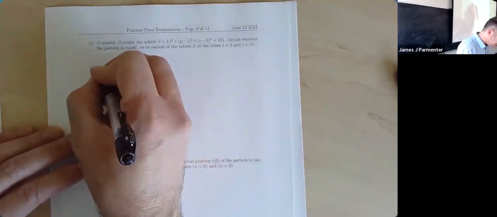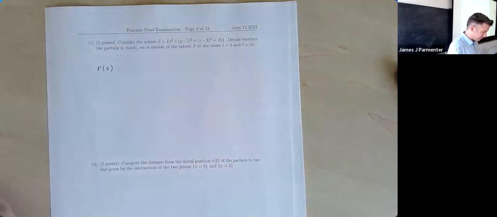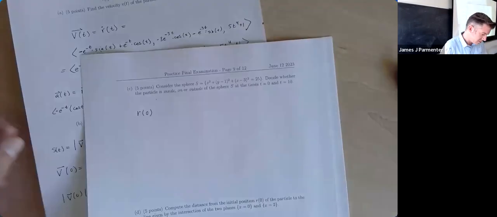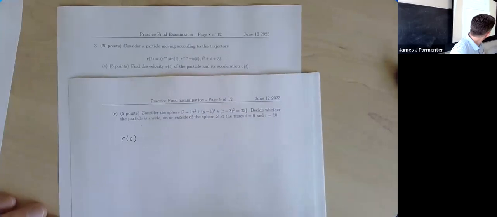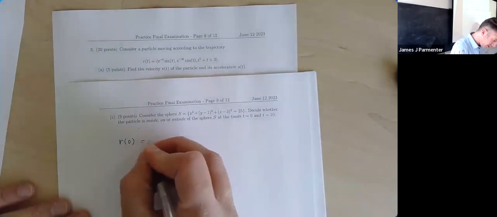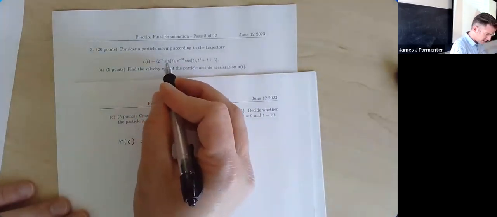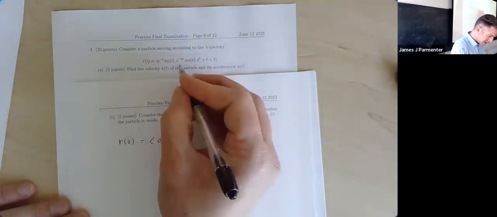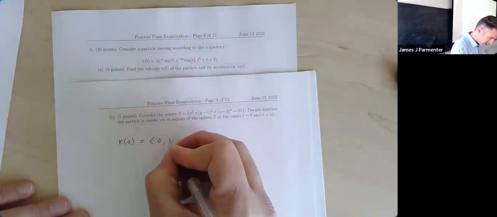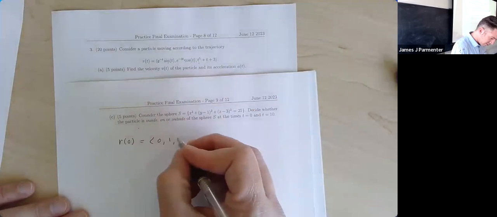So r of 0, I guess I should go back down and find my function. Let's just do this. Great. So r of 0 is going to be e to the 0 times 0, e to the 0 times 1, and 0 plus 0 plus 3.